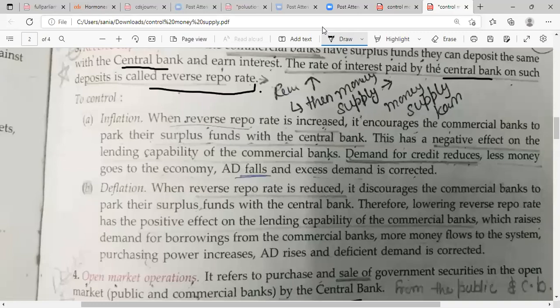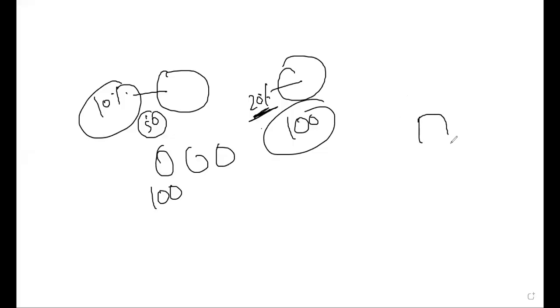Okay. So now, ma'am, what is this? See, for example, this is a commercial bank. Okay, just listen to it very carefully. It is a little bit confusing. He has 100 rupees. So earlier, with this 100 rupees, what can he do? He can either lend it, give loans and all that, or he can keep it with RBI, the central bank.